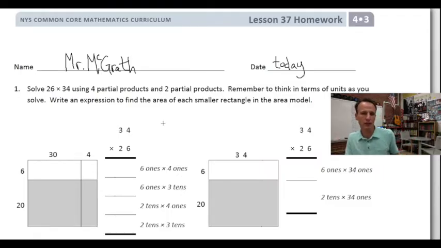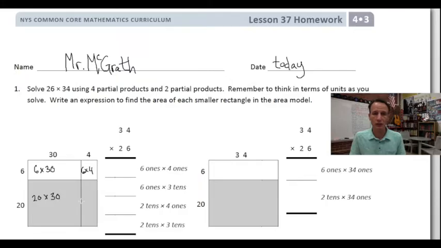So then we'll write an expression to find the area of each smaller rectangle in the area model. In this area model there are 4 smaller rectangles. In this area model there are 2, and we'll write expressions for each of those. So let's take a look. We're starting off here. Let's write all of these expressions first. We'll be doing 6 times 30 in this quadrant. Over here it's 6 times 4. And then 20 times 30, you see that?